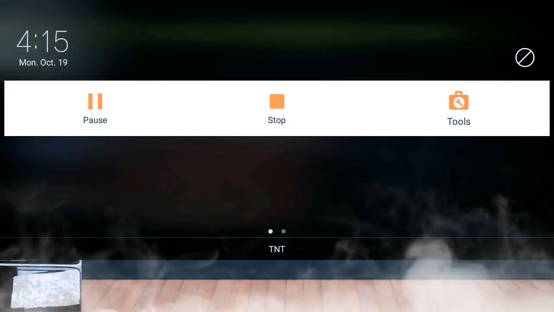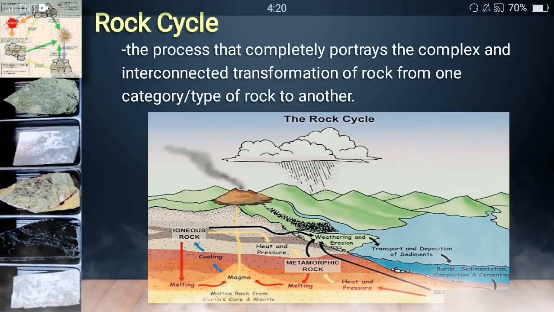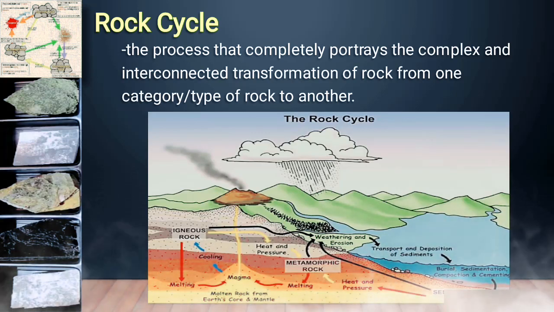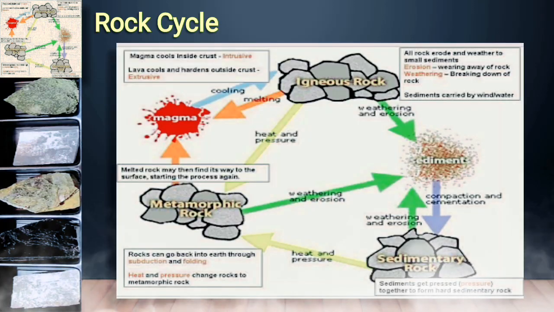Rock cycle. This is the process that completely portrays the complex and interconnected transformation of rock from one category type of rock to another. The rock cycle diagram clearly shows all the steps and components of the rock cycle, including the end results and the movement of the process. This is another diagram or illustration of the rock cycle, wherein the magma cools inside the crust, known as intrusive, and lava cools and hardens outside the crust, known as extrusive.